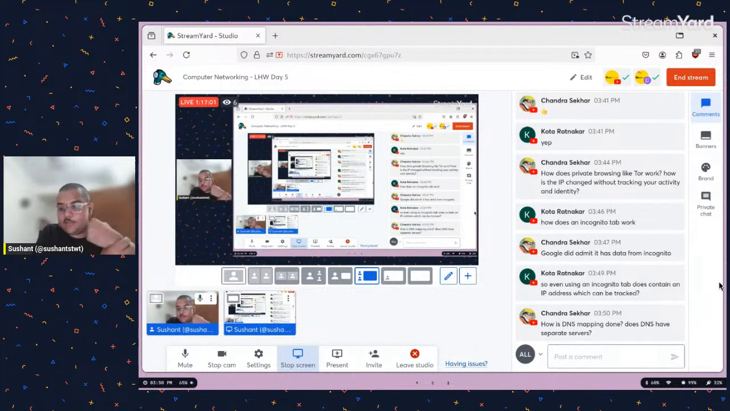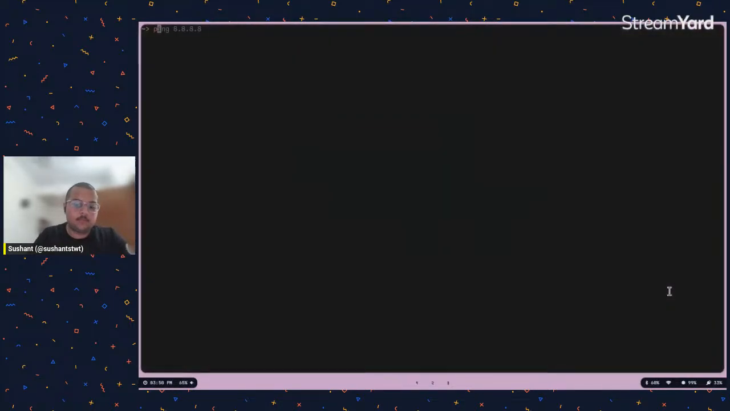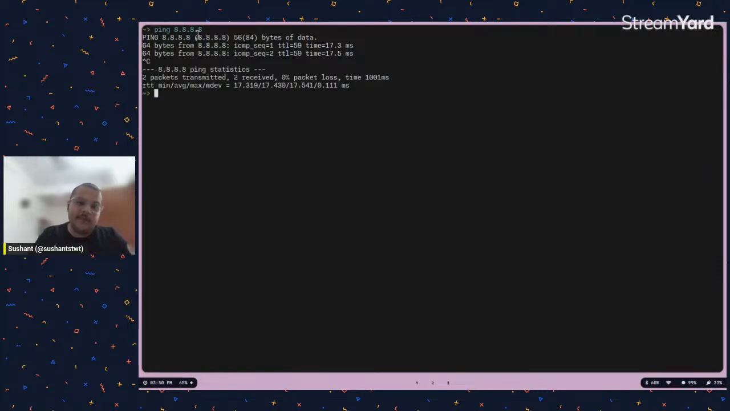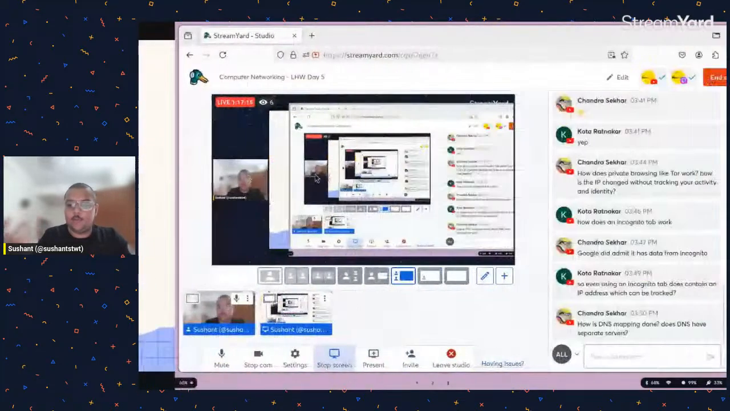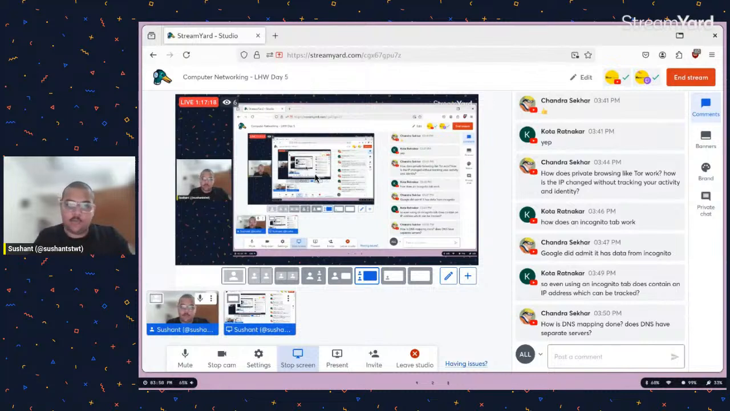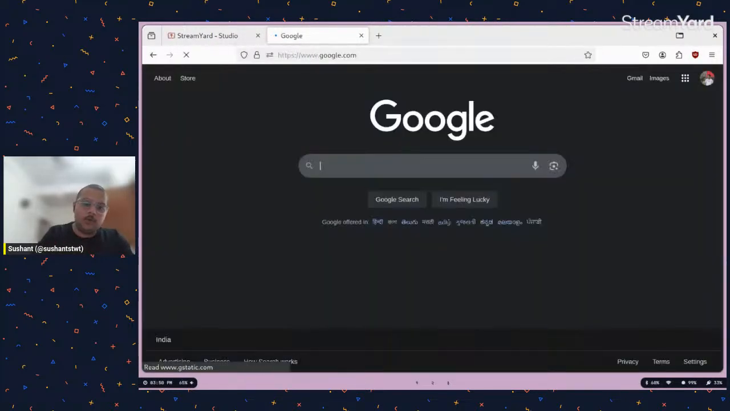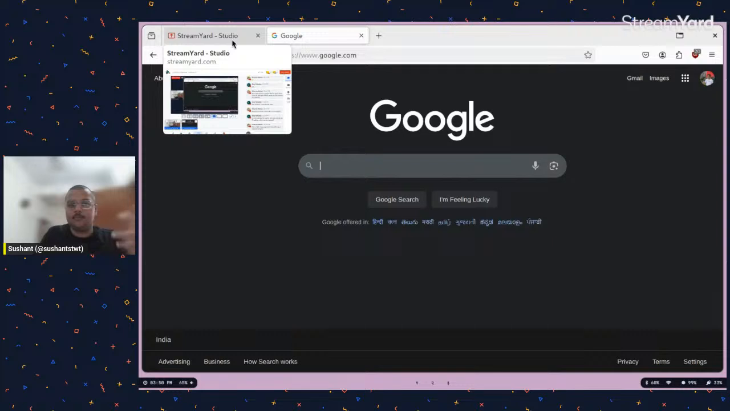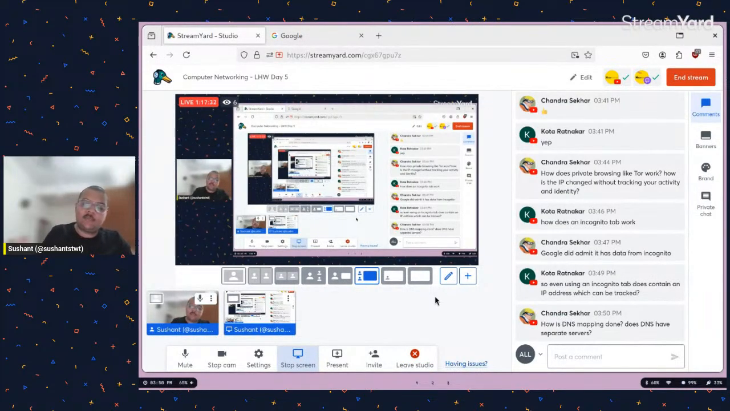How does DNS mapping work? Does DNS have separate servers? Yes, DNS has separate servers. Like I showed you, 8.8.8.8 is nothing but Google's DNS service provider. Whenever you want to send a request to an IP address, say I want to go to google.com, this google.com gets converted into an address. That DNS mapping is done by a server. So I go to the server, it does the DNS mapping, and then sends out my request. Generally, that's taken care of by your ISP and so on.